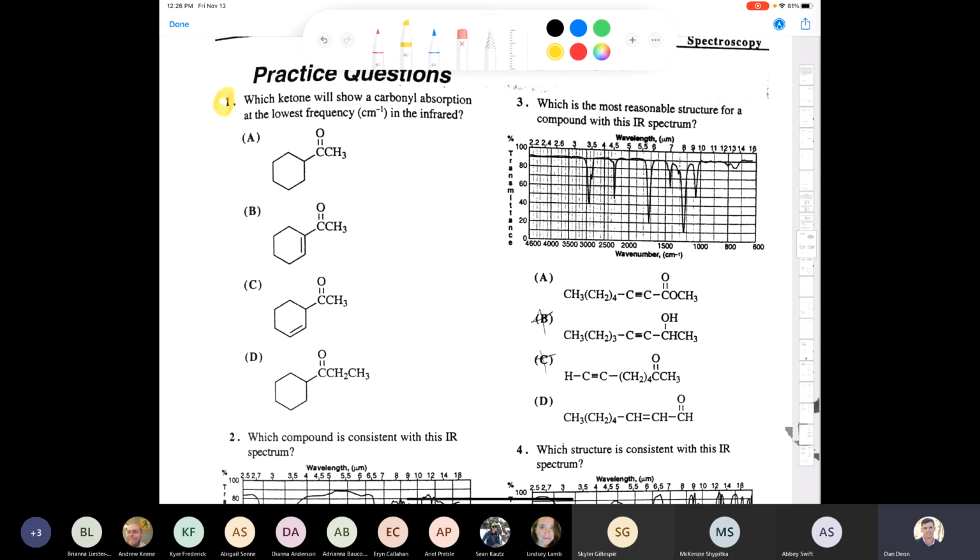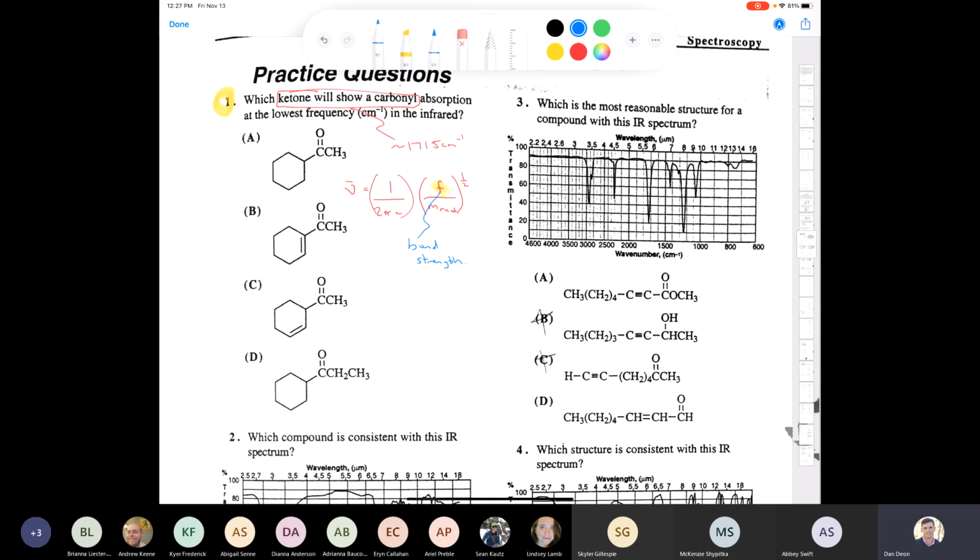I have 4 ketones, and it asks which one of these will show a carbonyl absorption at the lowest frequency in the infrared. Well, you might remember that a ketone carbonyl will have an absorption somewhere around 1715 reciprocal centimeters. But remember that wave number is equal to 1 over 2 pi times the speed of light multiplied by the force constant over the reduced mass, to the power of a half. The force constant is the same thing as the bond strength.